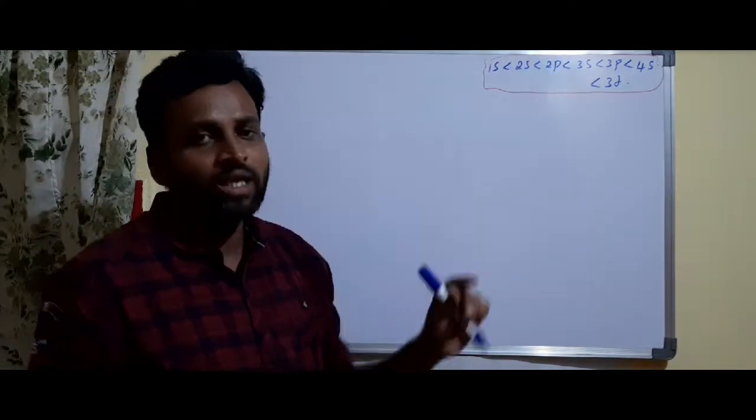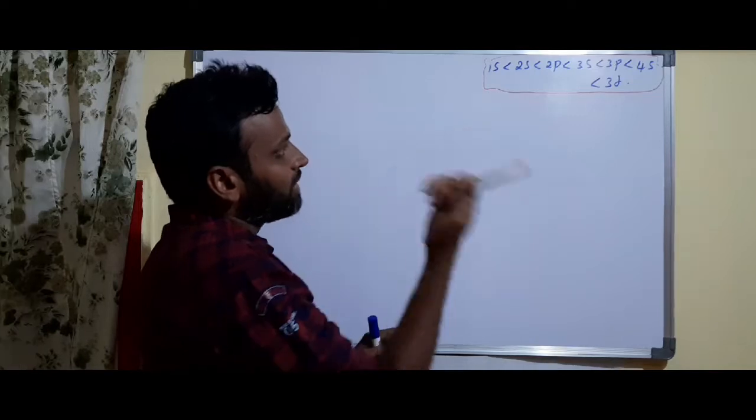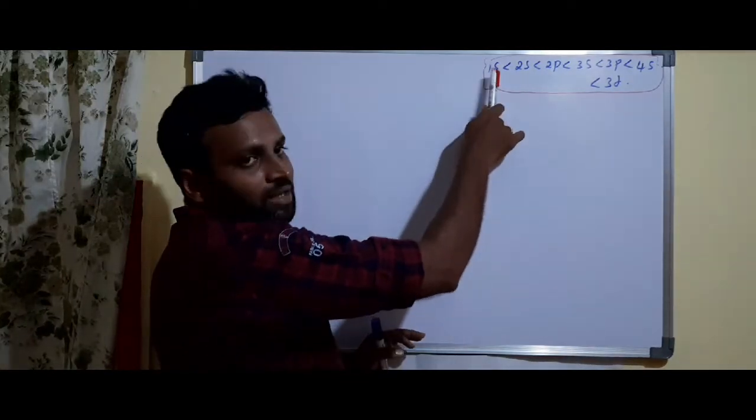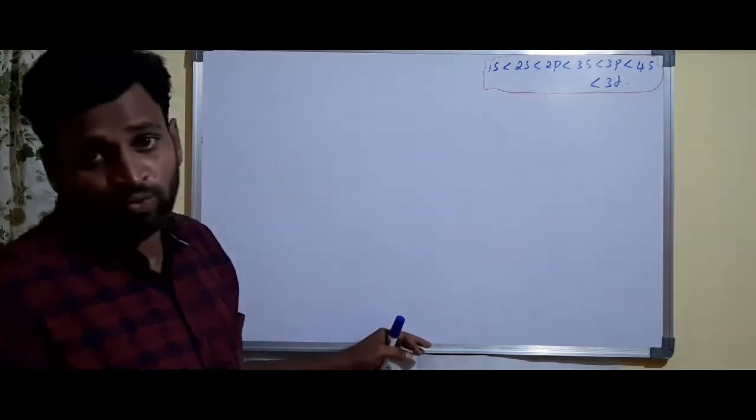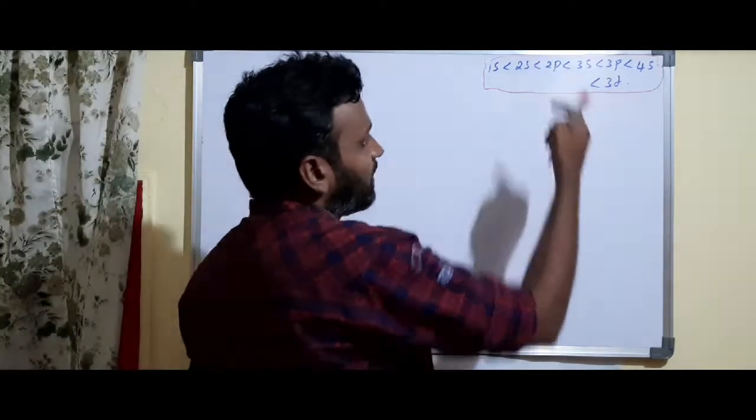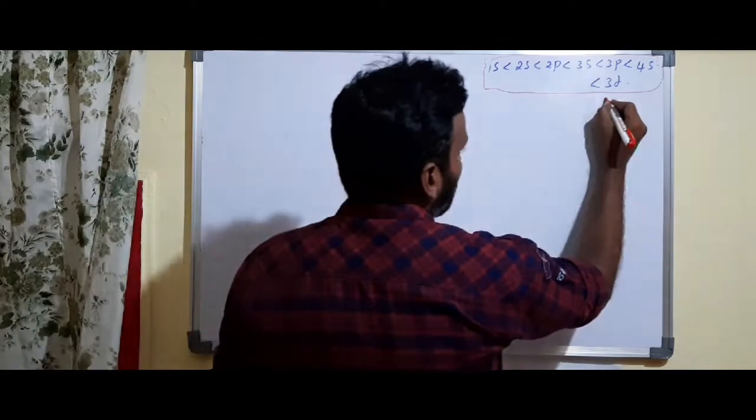Till this 2p we filled. Means how many elements we learned, we can say. S will have how many electrons? 2. Here S will have how many electrons? 2. 2 plus 2? 4. P will have how many electrons? 6. That also you write down again.